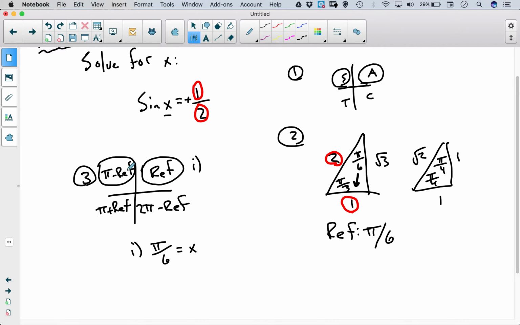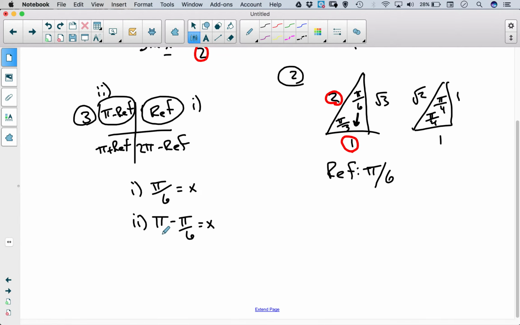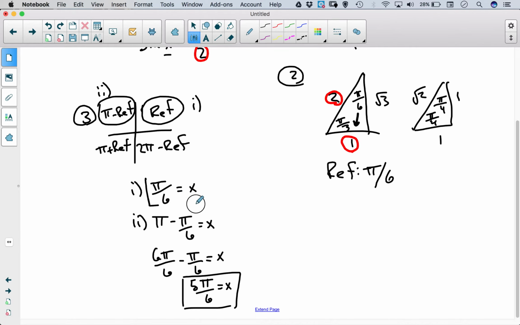Again, we need to figure out what the second answer should be. So the second answer can reside in this quadrant up here. And we have to actually do pi minus our reference. So that would be pi minus pi over 6 is equal to x. One cool thing that we can see when we have pi is we can change the denominator by multiplying the top and the bottom by 6. So here we'll have 6 pi over 6 minus pi over 6 is equal to x, and 5 pi over 6 is equal to x total. So this is answer number 1, and this is answer number 2.